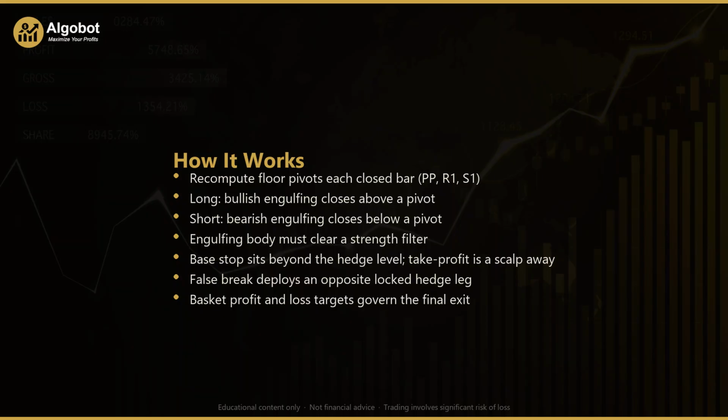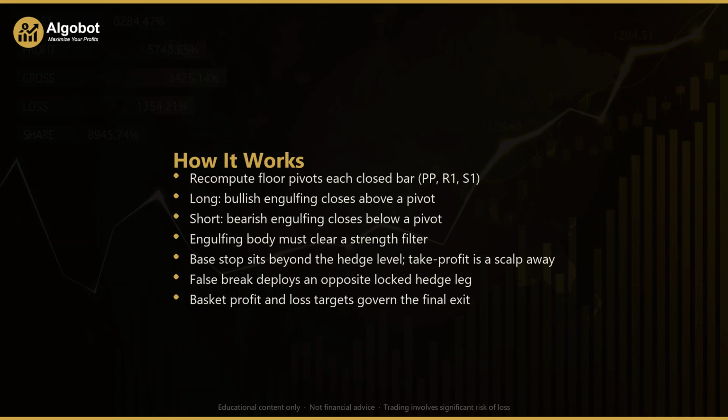Let's walk through the mechanics step by step. Everything begins with the pivots. On each newly closed bar, the strategy scans the last 24 closed bars and records the highest high, the lowest low, and the latest close. From these, it calculates the central pivot point, which is simply the average of those three values, and then a resistance level above it and a support level below it. These three lines form the grid the expert advisor trades around.